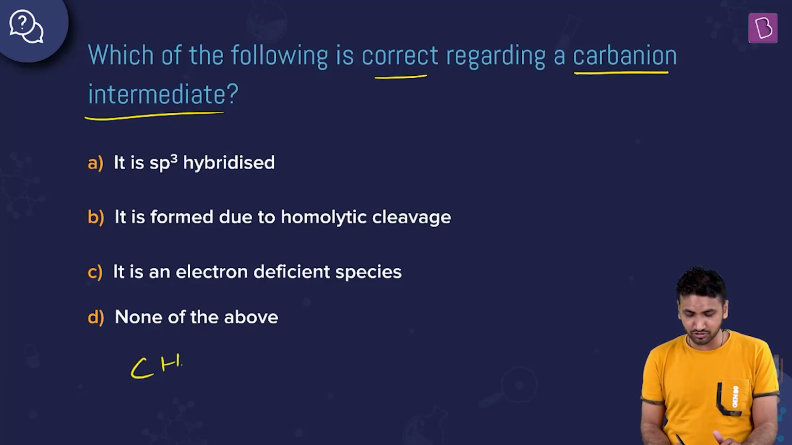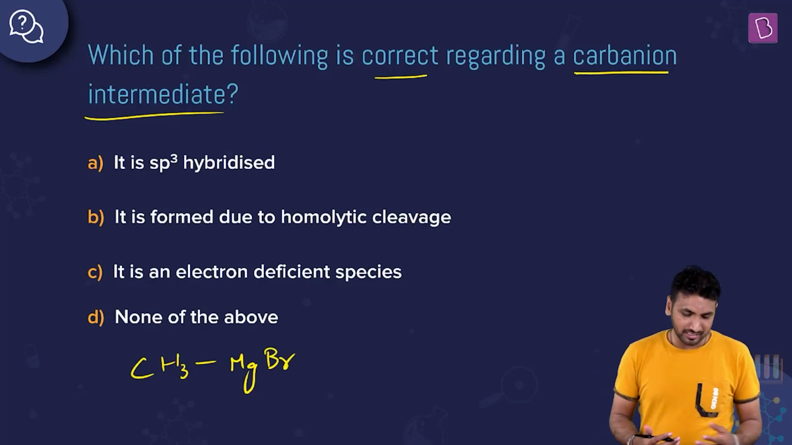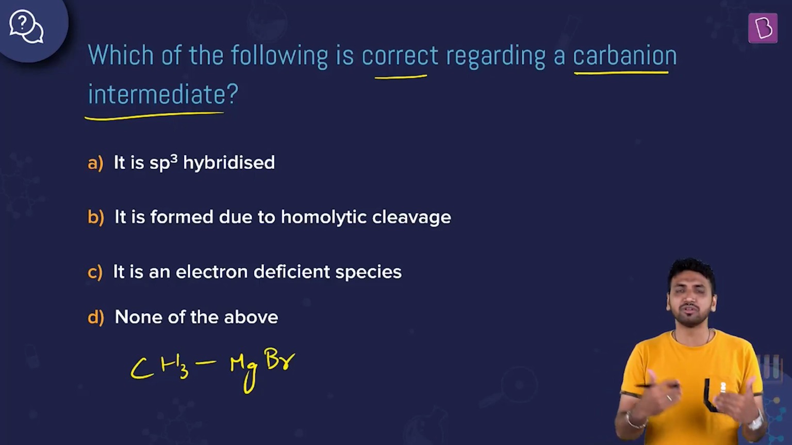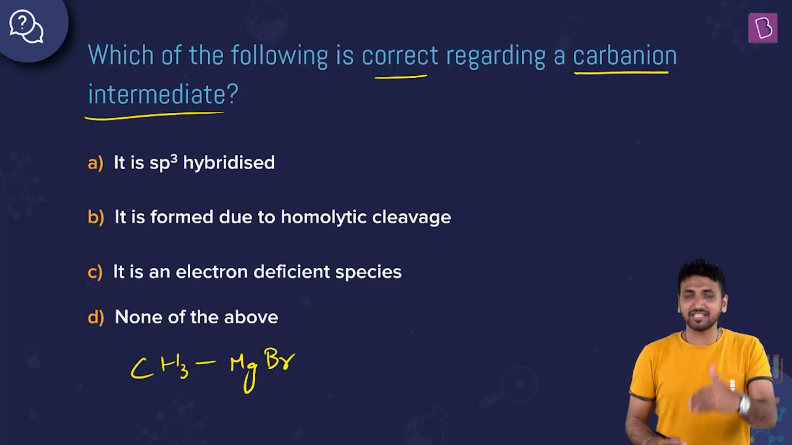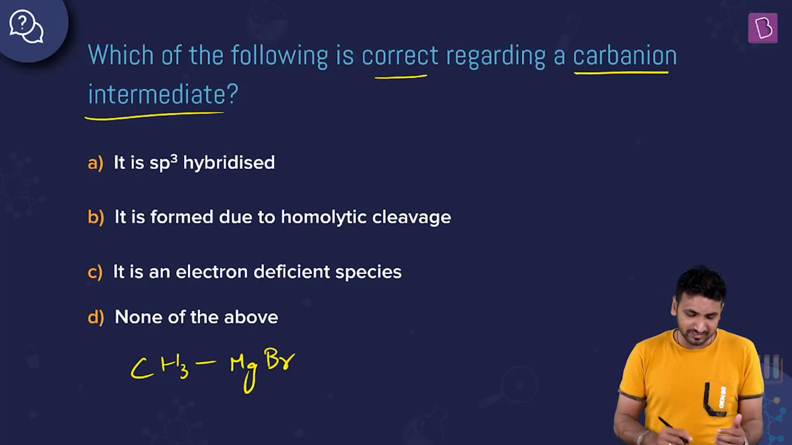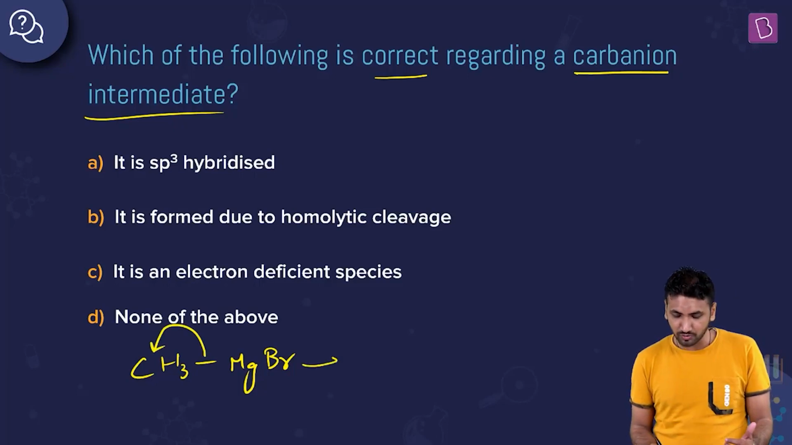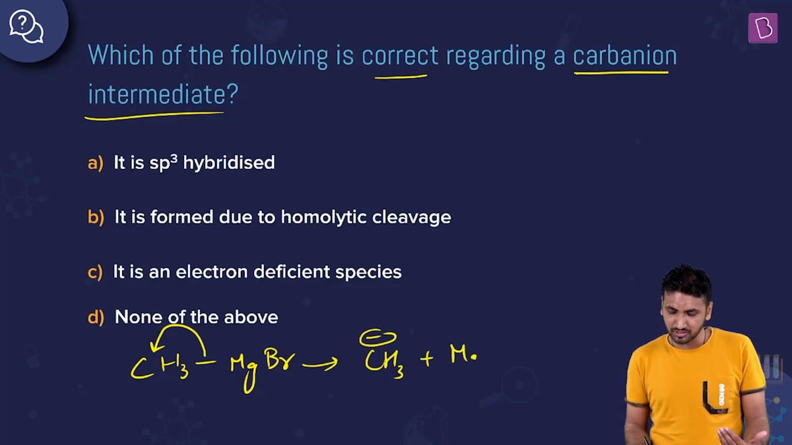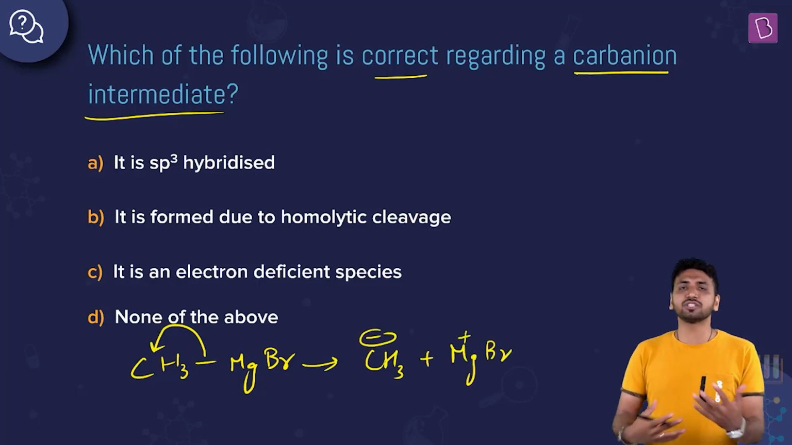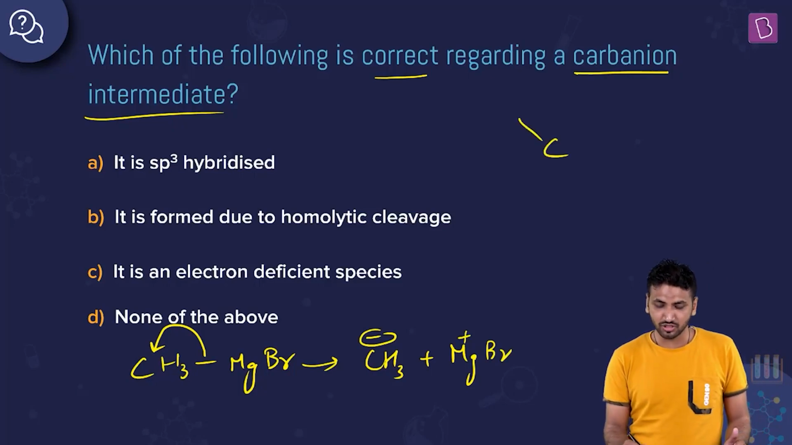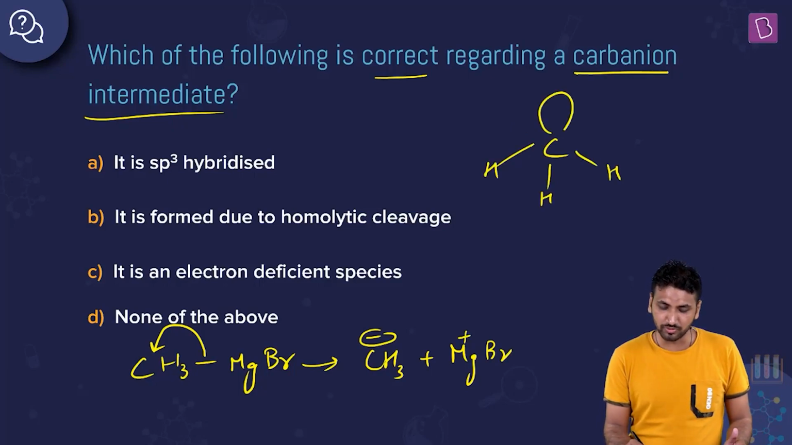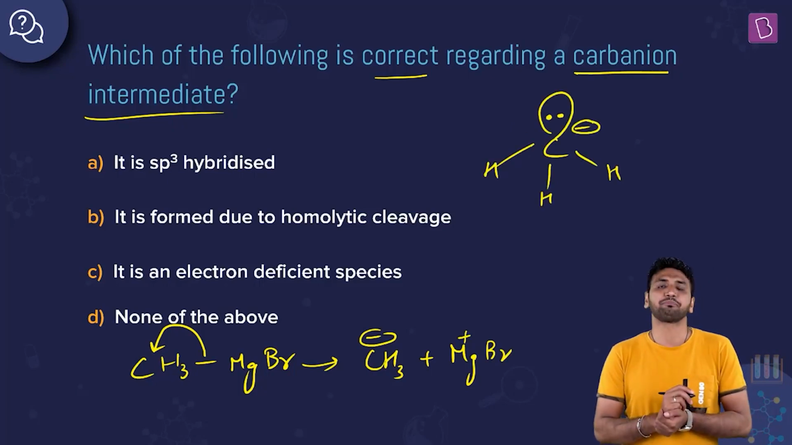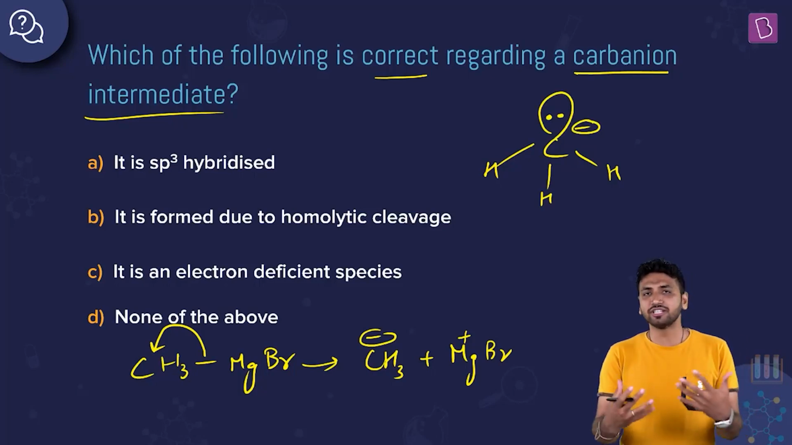Let's say we have CH3MgBr, right? This is methyl magnesium bromide, and this is an organometallic bond between the carbon and the Mg. Because magnesium is an electropositive metal, obviously the bond is going to break towards the carbon, and what we are going to form is CH3 minus, methyl carbanion, plus MgBr plus, right? So let's further talk about this CH3. If I draw the structure, this is going to look like CH3 with one lone pair with a negative charge, right? Okay, fine. And let's read the options now.